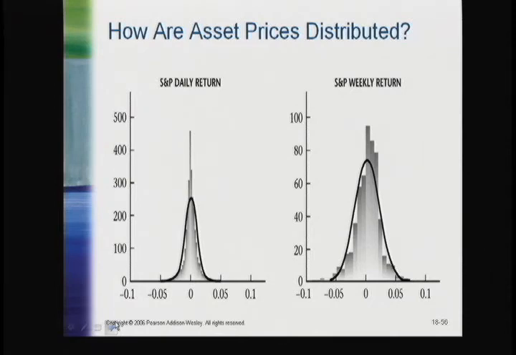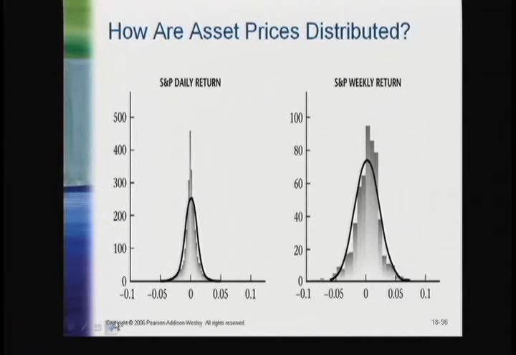Now, if we look at the actual distribution of asset prices, or more particularly returns, the question is: how well do they fit the normal distribution? Here's the S&P daily data and weekly data, for I forget the period of time quoted in the book, but it's just a sampling of data from the S&P 500 price series on a daily and a weekly basis.